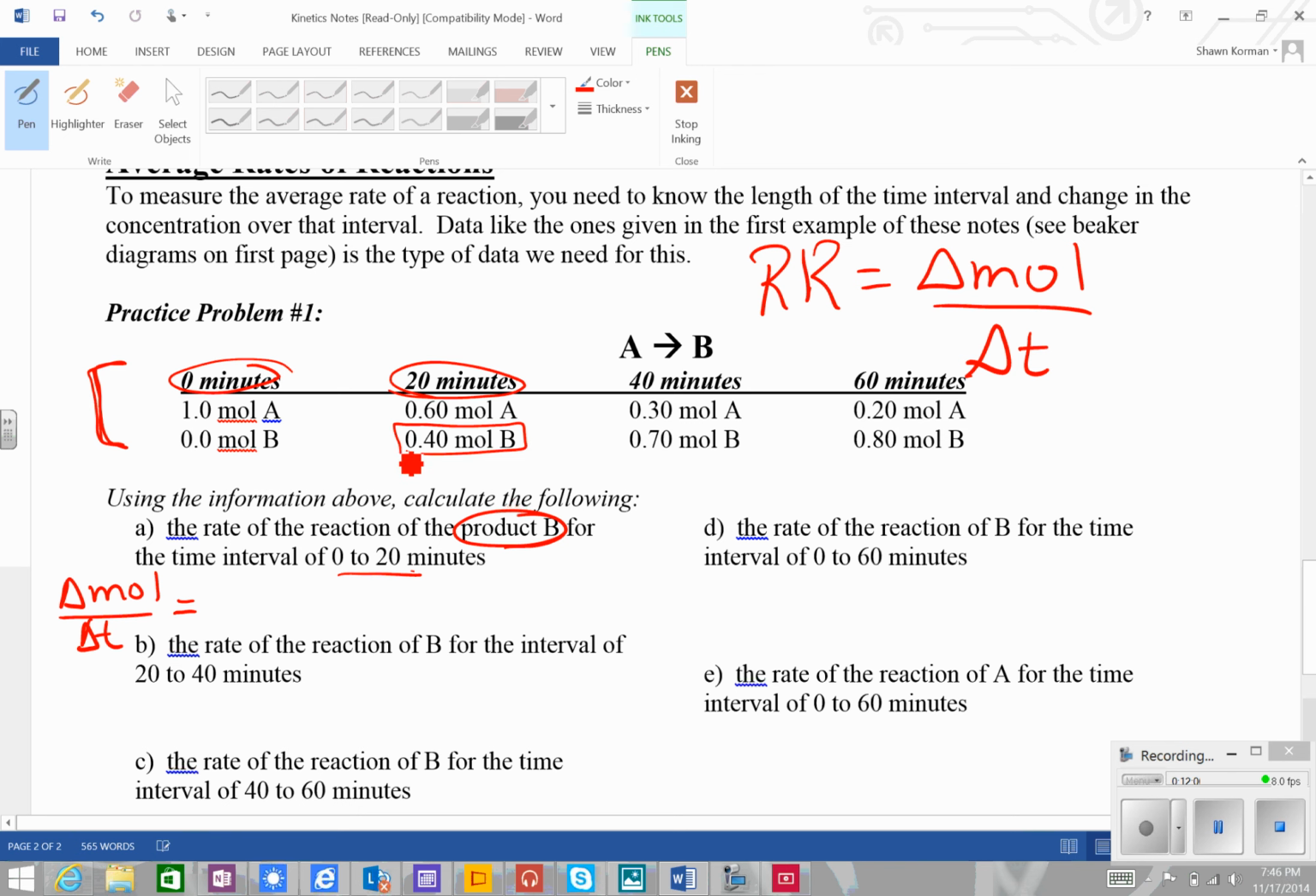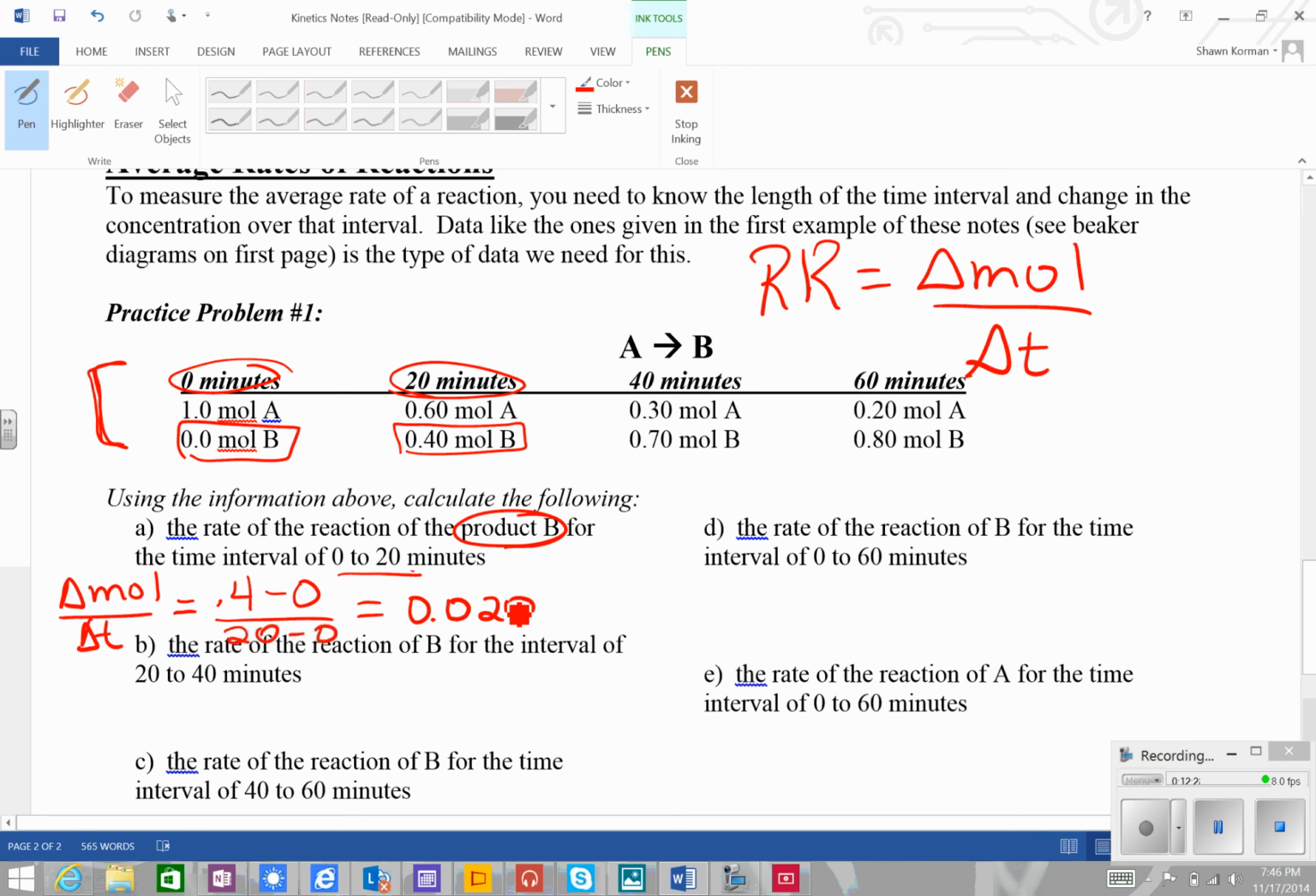If you take a look at B, you have 0.4 moles. And at this B, we have 0. So 0.4 minus 0 over change in time. So 20 minutes to 0 minutes. Okay, so 0.4 minus 0 and 20 minus 0. And you end up, if you calculate that, getting 0.020.